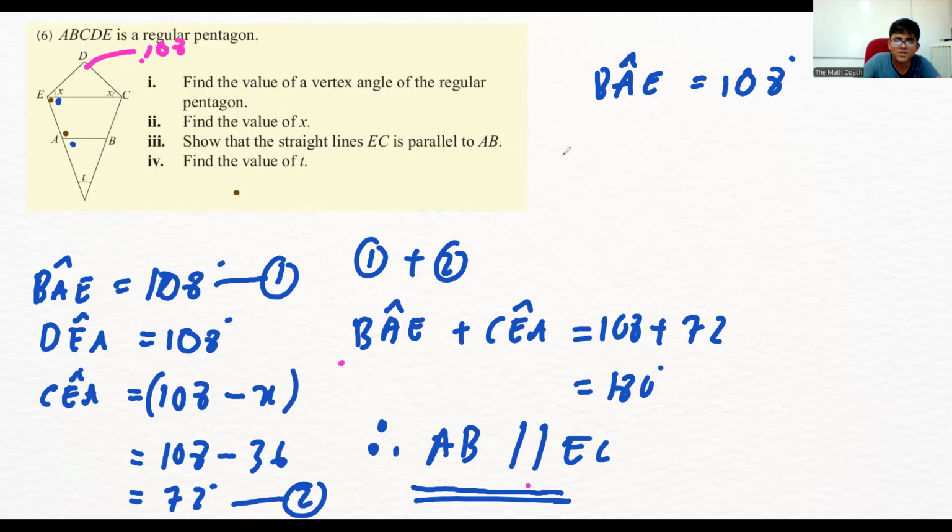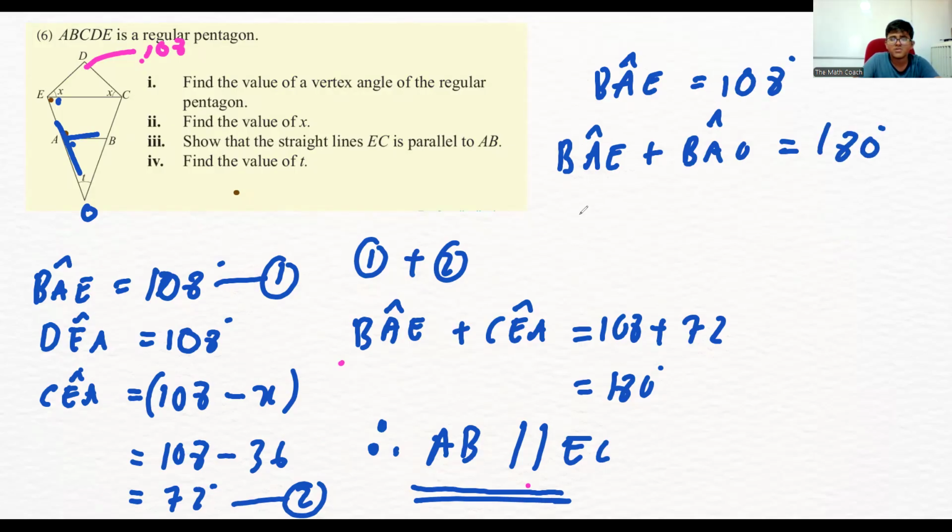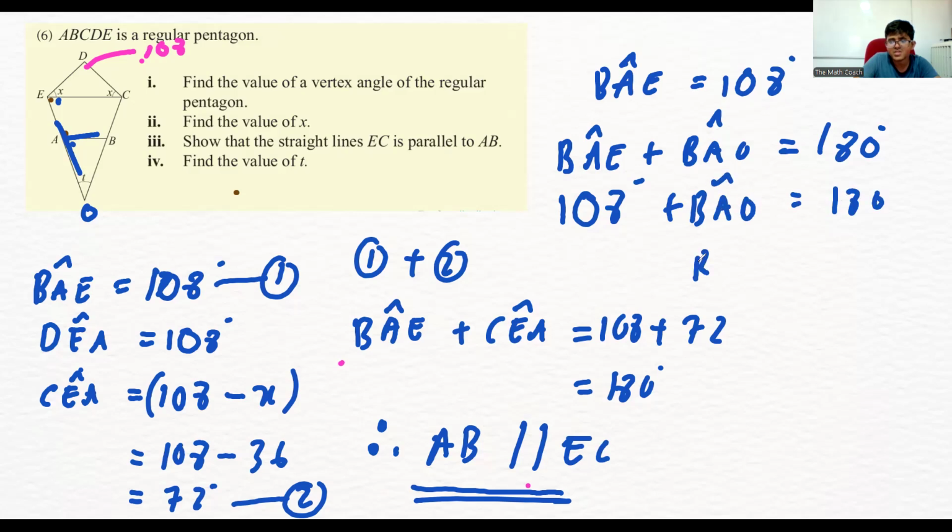Okay, so now we have BAE plus, okay, just say this is O, BAO equals to how much? Because this is a straight line and these are angles in a straight line, right? So equals to 180 degrees here. So we know that BAE is 108 degrees, and we know that BAO is something else, so BAO is again 72 degrees. So now what do we know?